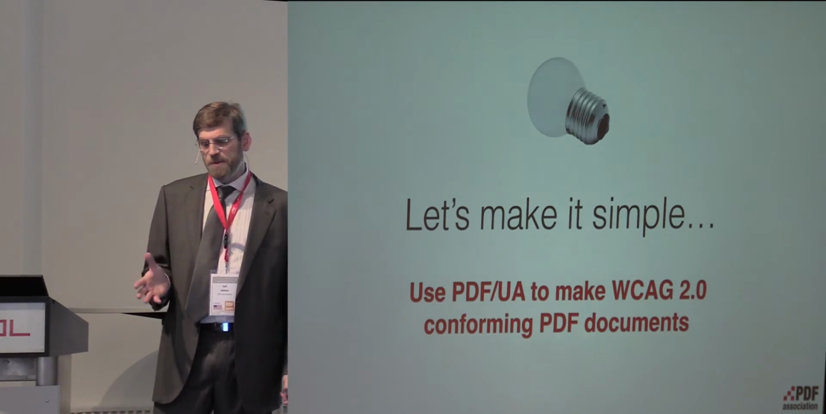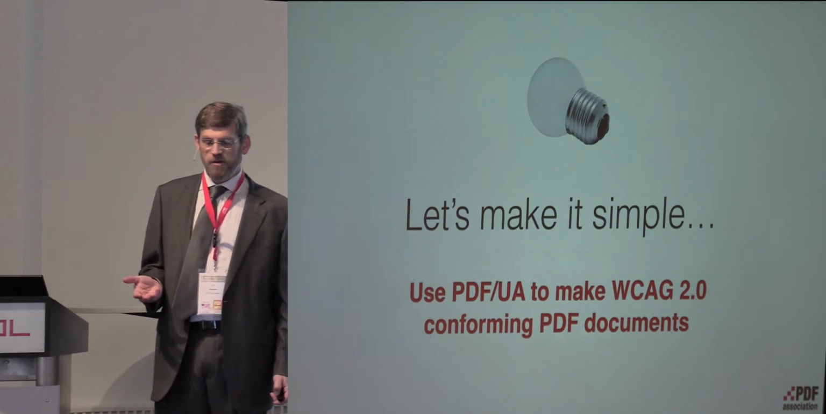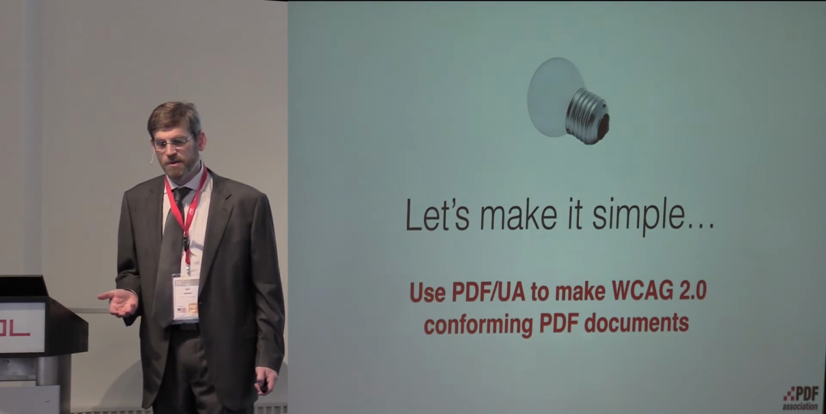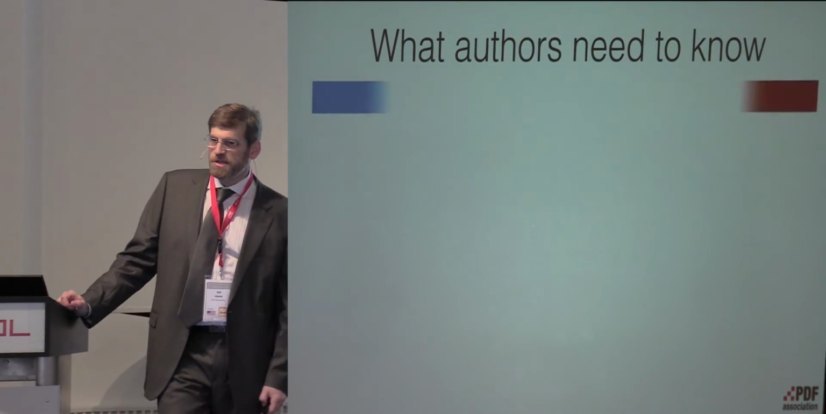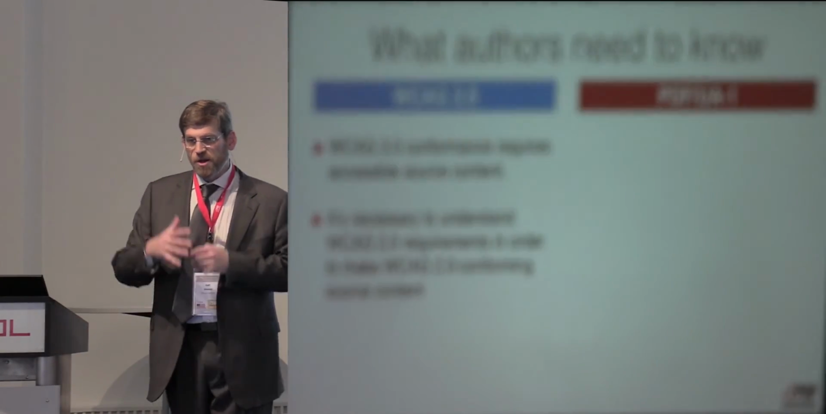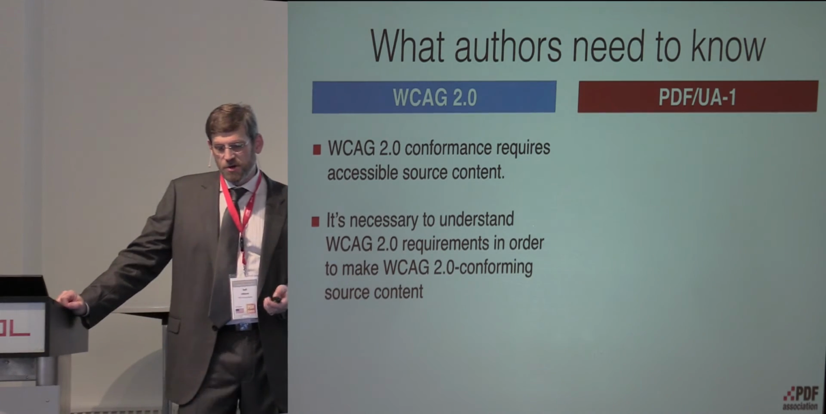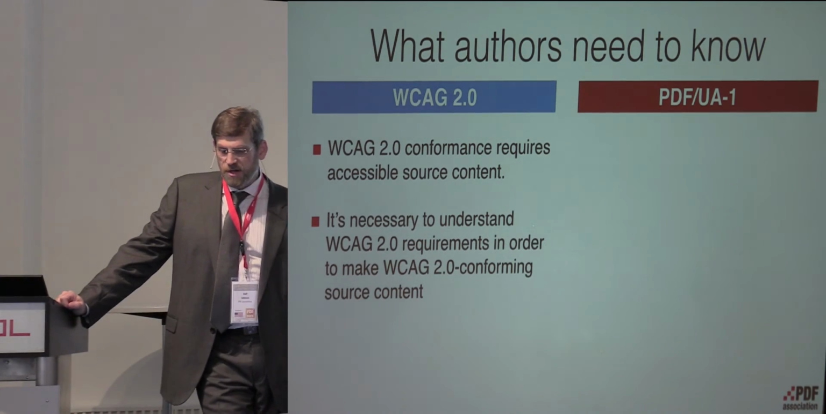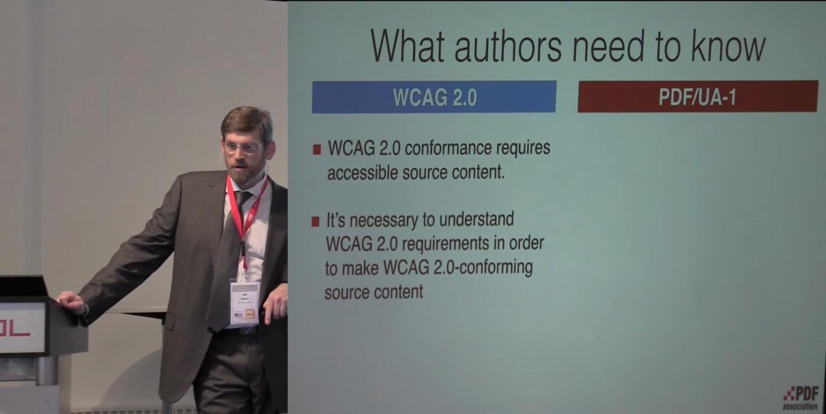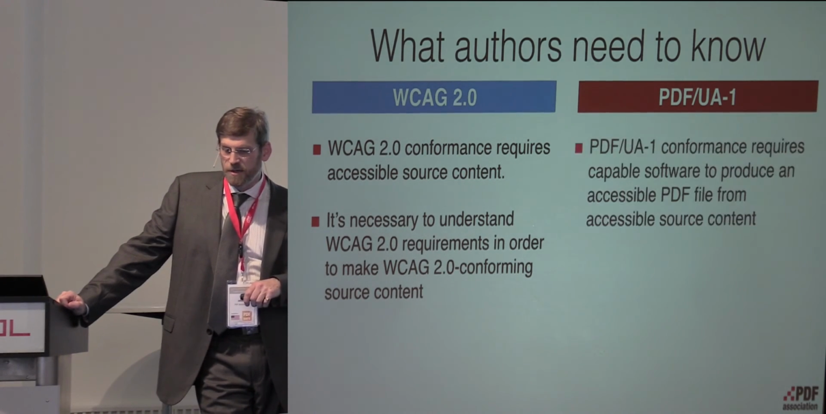Use PDF/UA to make WCAG 2.0 conforming PDF documents. What do authors need to know in order to achieve that? Well, for WCAG 2.0, conformance requires accessible source content. Authors, after all, need to be able to make something that's going to be accessible. It's necessary to understand WCAG 2.0 requirements in order to generate WCAG 2.0 conforming source content.